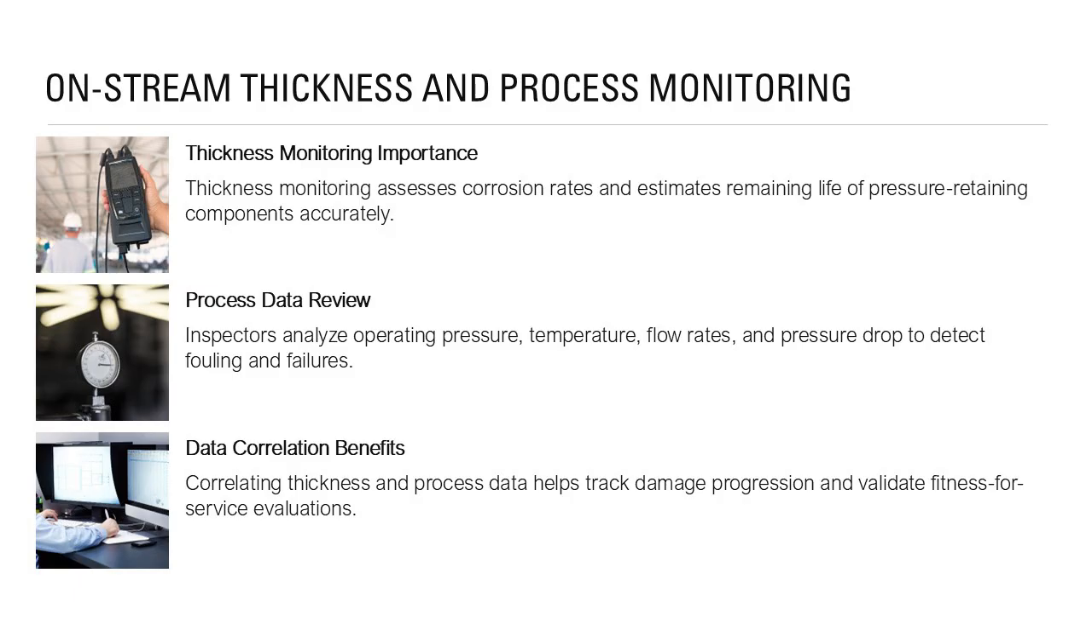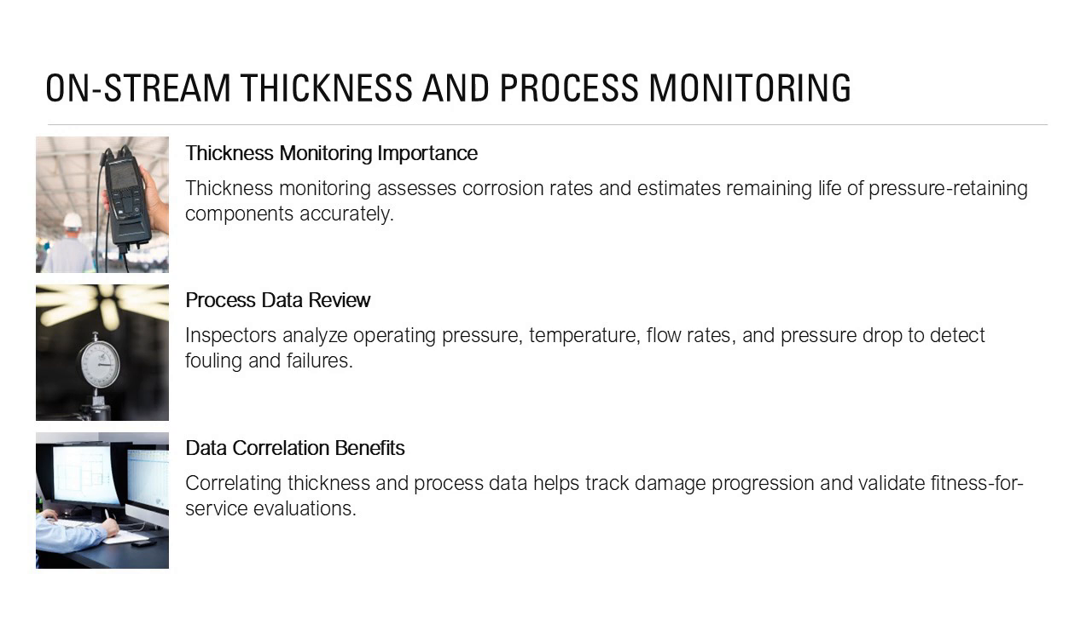Thickness monitoring is a key on-stream inspection technique used to assess corrosion rates and remaining life of pressure-retaining components. Ultrasonic thickness measurements are typically taken at established corrosion monitoring locations on shells, channels, and nozzles. API 510 requires that thickness data be trended over time to calculate corrosion rates and determine inspection intervals.